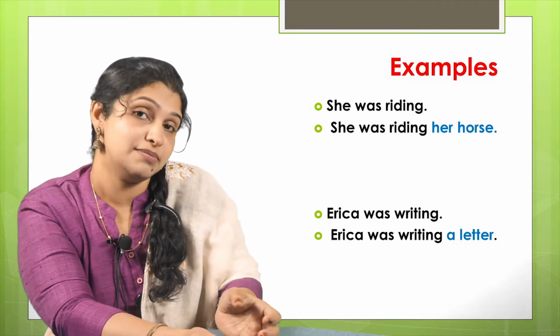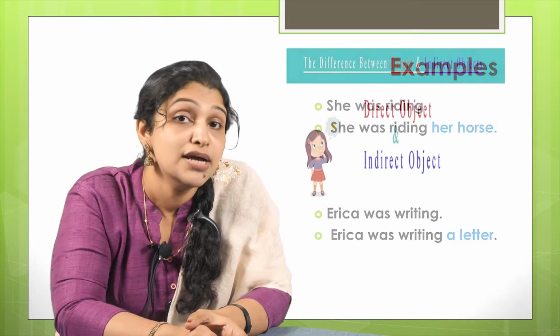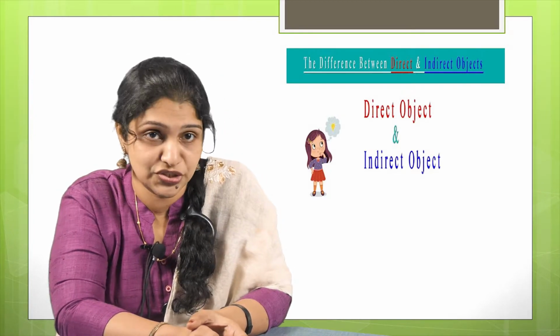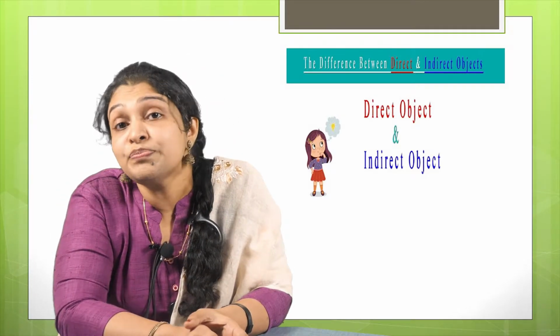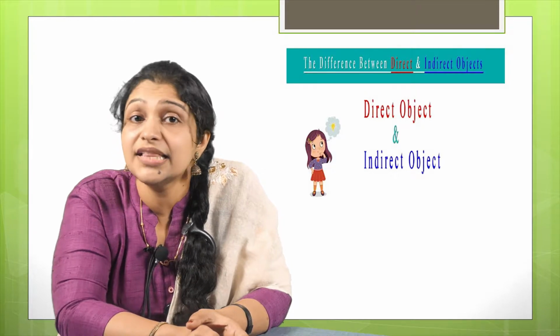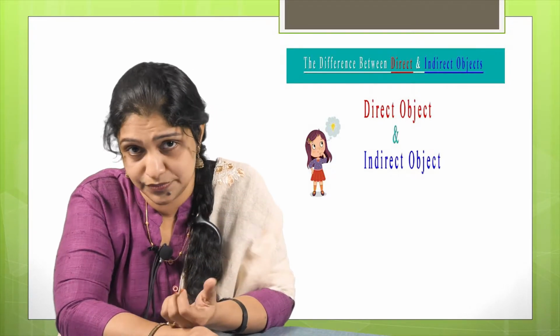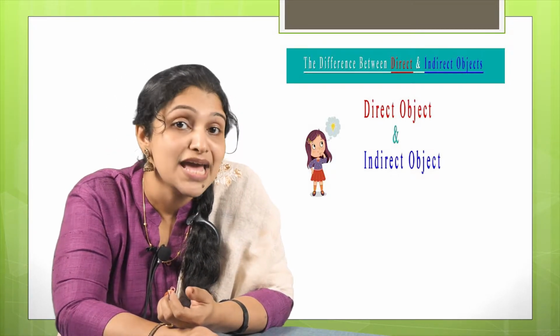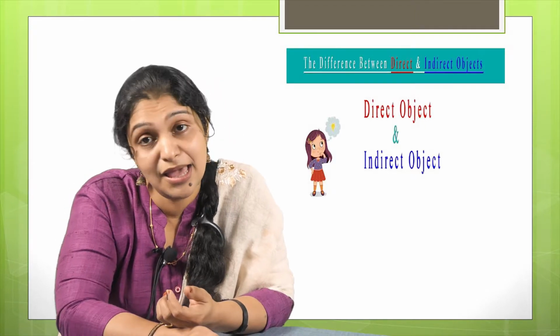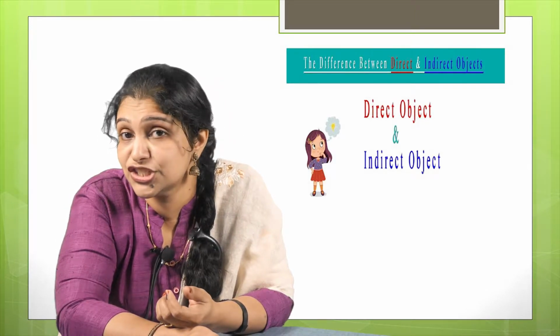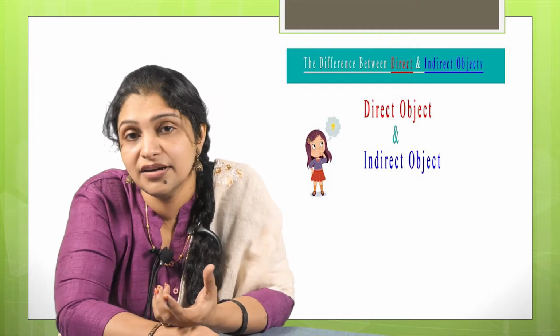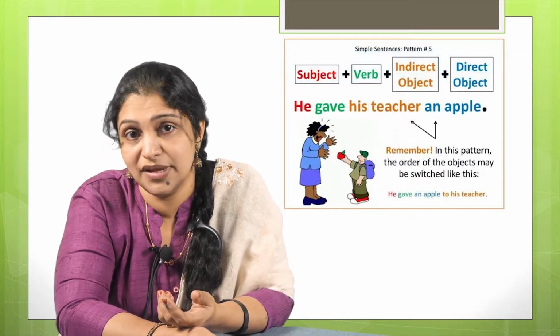Now, there are two types of objects in English sentences: direct and indirect object. Yes, there you go. The direct object is the thing that the subject acts upon. For example, he gave his teacher an apple. He gave his teacher an apple. Now here, what did he give his teacher? An apple.